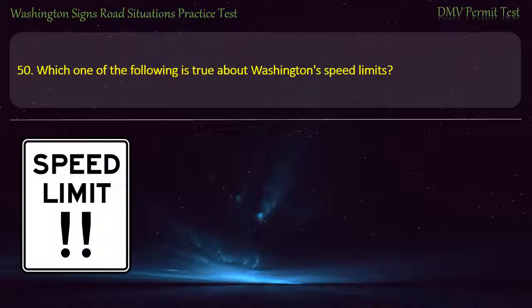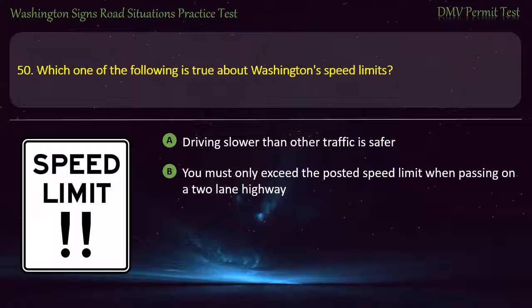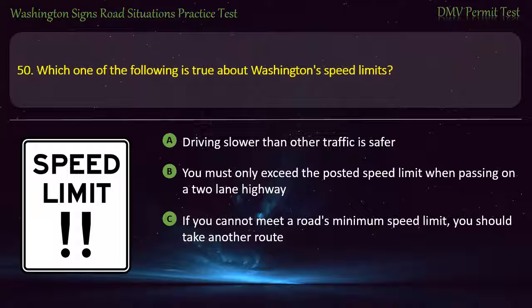Question 50. Which one of the following is true about Washington's speed limits? Driving slower than other traffic is safer. You must only exceed the posted speed limit when passing on a 2-lane highway. If you cannot meet the road's minimum speed limit, you should take another route. All of the above are true. Answer. If you cannot meet the road's minimum speed limit, you should take another route.